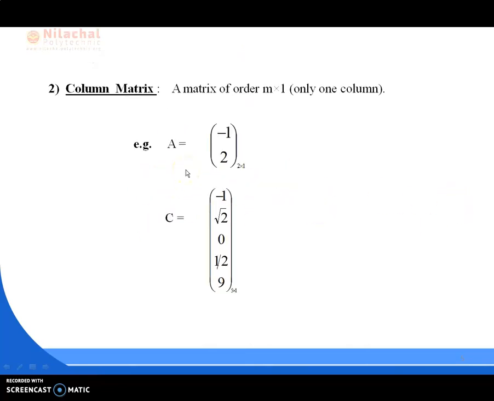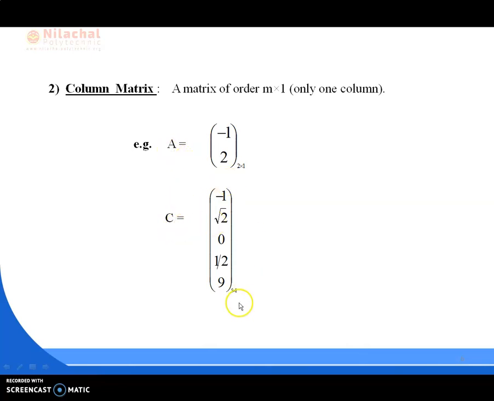Let's see column matrix. A matrix of order m by 1 means one column only. The rows may be more than 1. So for example, A is a matrix with elements -1, 2, which means one column is there. How many rows are there? 1, 2. 2 rows are there. So the order is 2 by 1. So matrix A here is a column matrix.